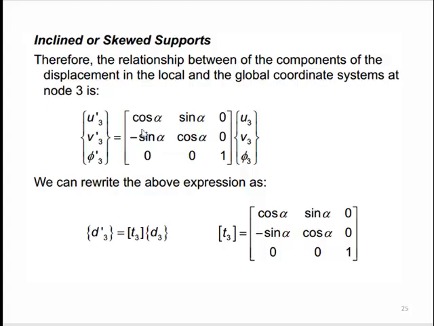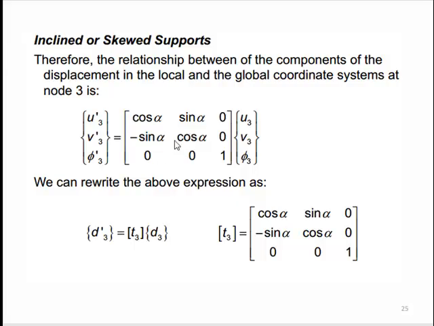u3 prime is equal to cos of alpha into u3 plus sine of alpha into v3, and that's it. Similarly, v3 prime is equal to minus u3 sine of alpha plus v3 cos of alpha, and phi 3 prime is equal to phi 3. We have already discussed that rotation is about the out of plane axis, so there is no transformation required. And this can be written in the brief form as d3 prime equal to t3 d3. This matrix is t3.